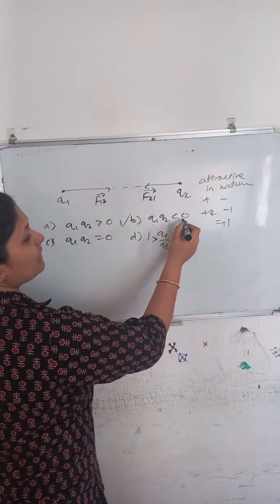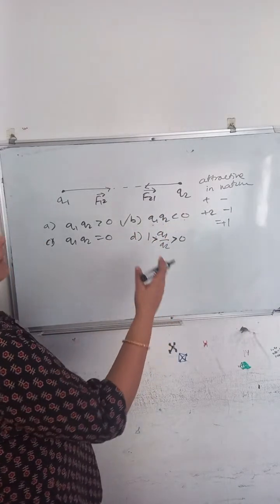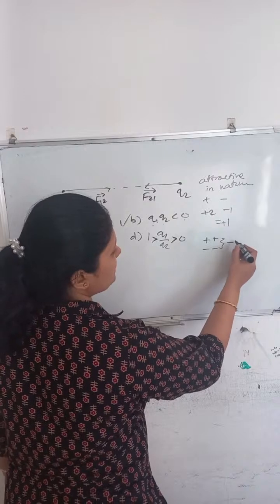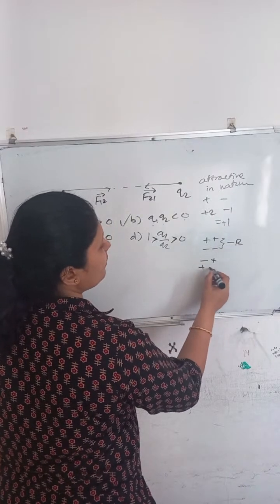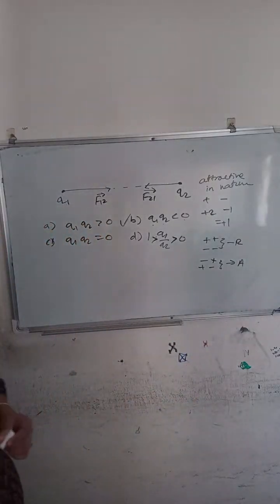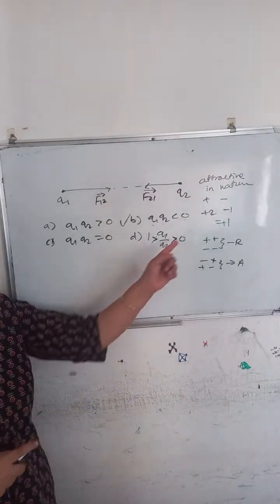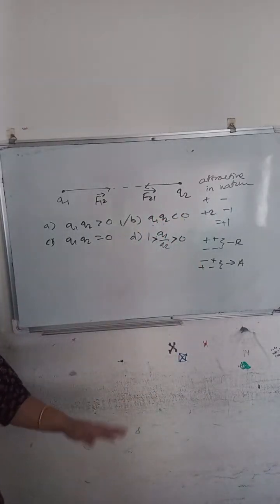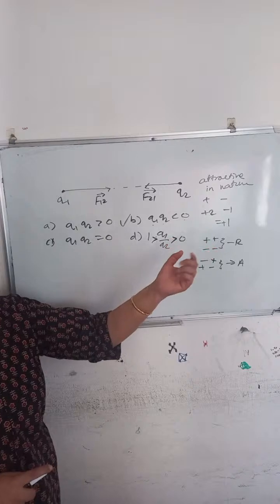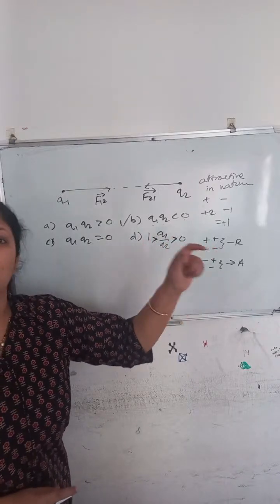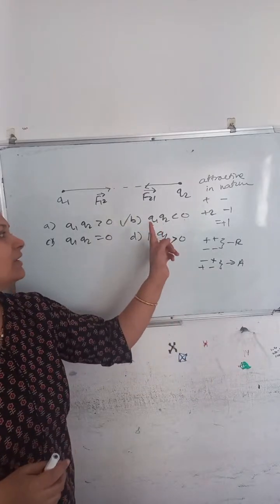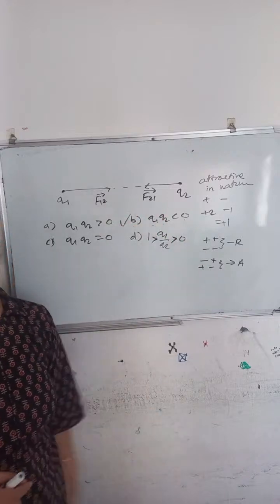The product will be less than 0, because one is negative. We know that like charges, positive positive or negative negative, repel, and negative positive or positive negative attract, and their product is always less than 0. If the product were greater than 0, we would get a positive value, but here both are attracting. That means one is positive and one is negative. If you take minus 2 plus 1 also, the answer will come minus 1 only. So by any method, Q1 into Q2 is always less than 0.